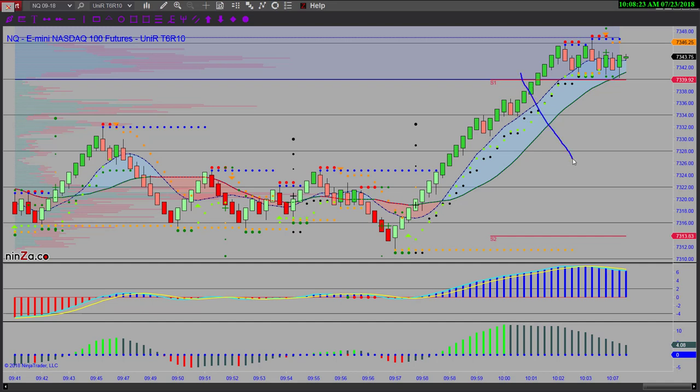I want to see the move down, the reaction back up, and then I have to decide where I go short. If it does do that, do I go short and wait for the break or not? But we've got to go lower. Right now we're just going sideways.